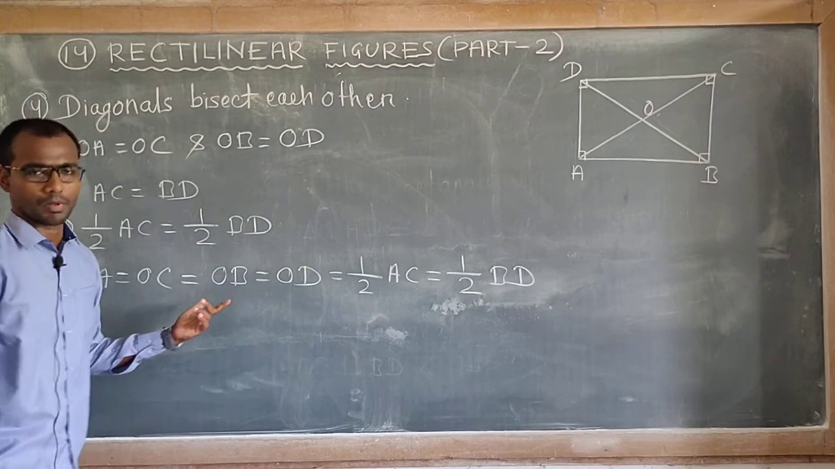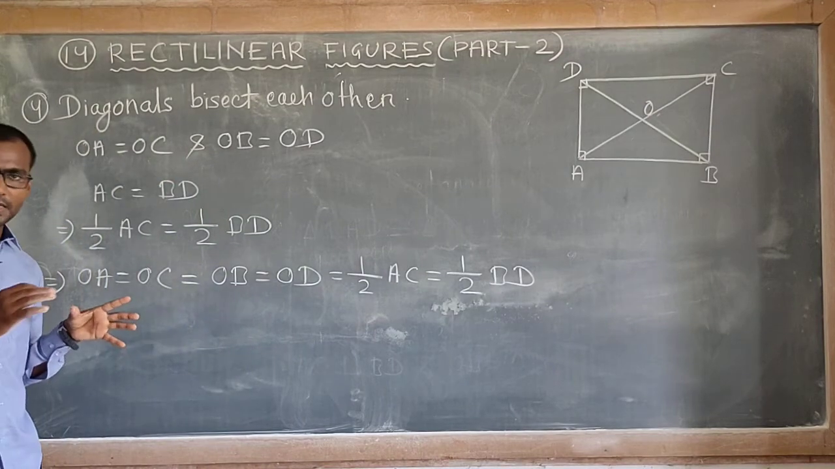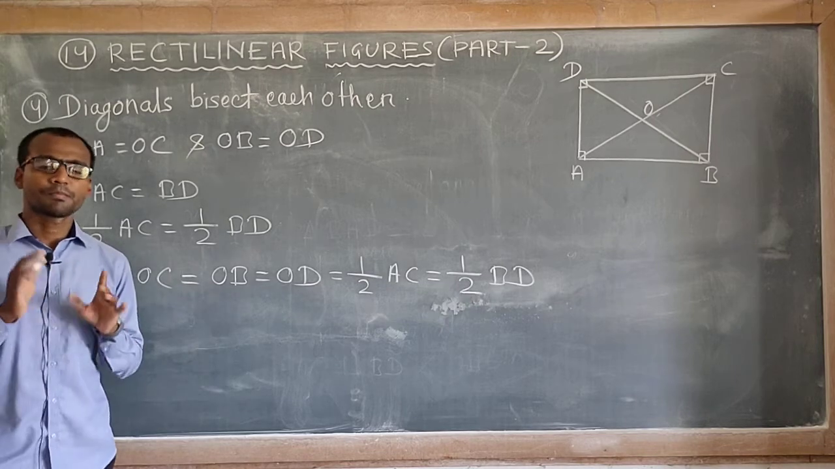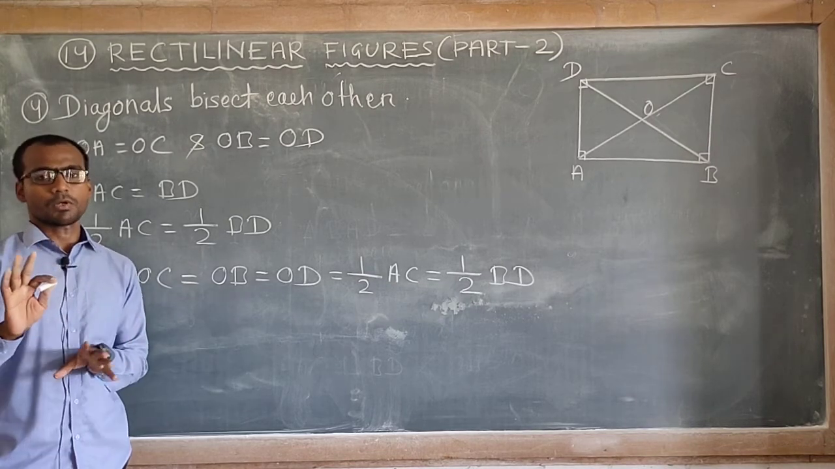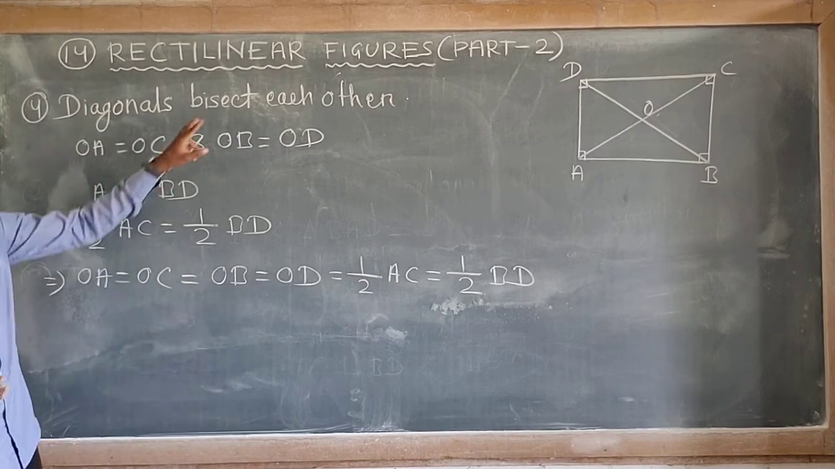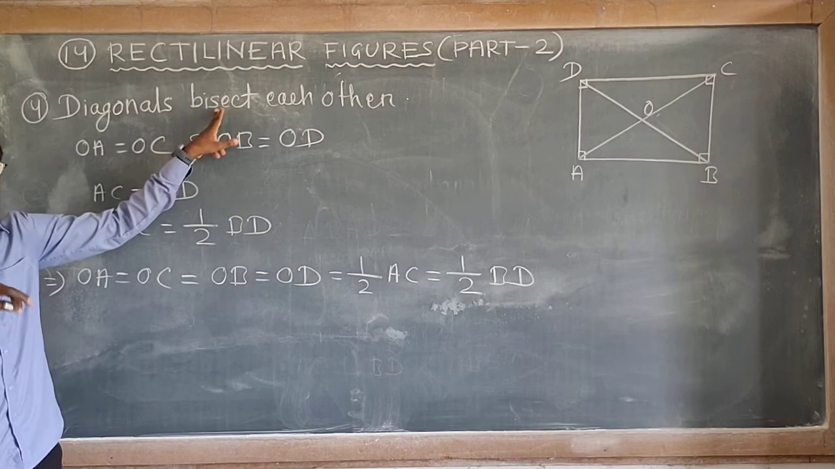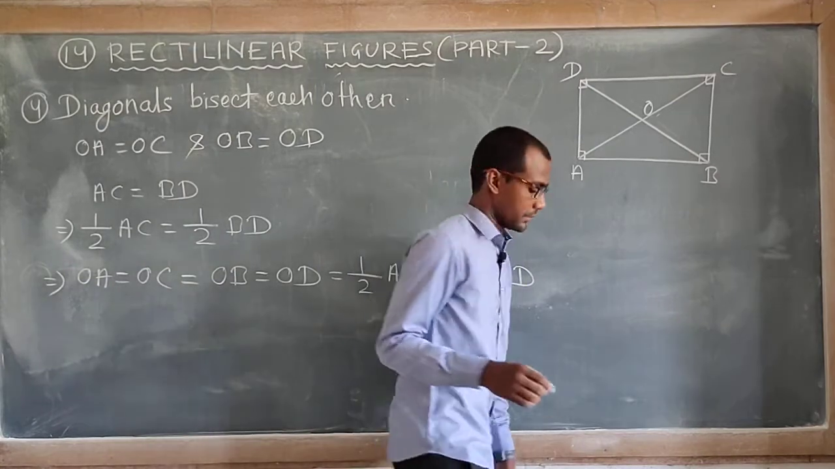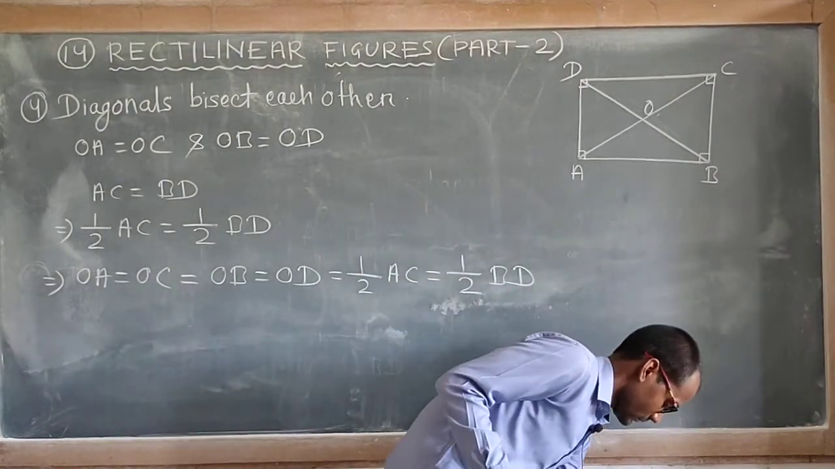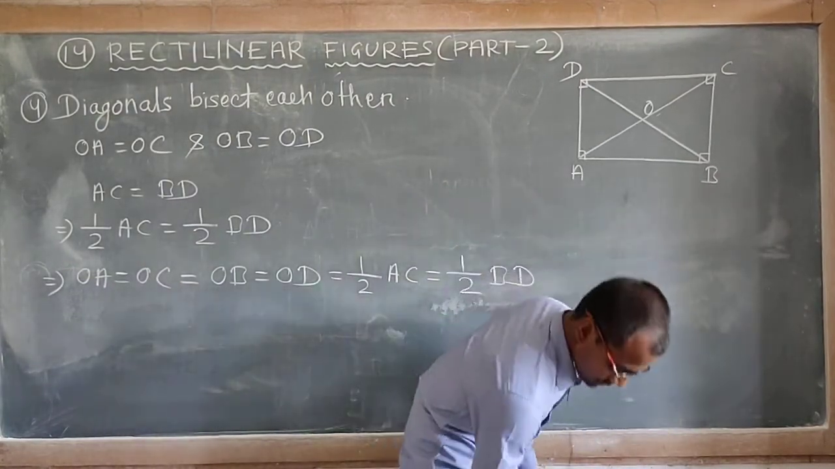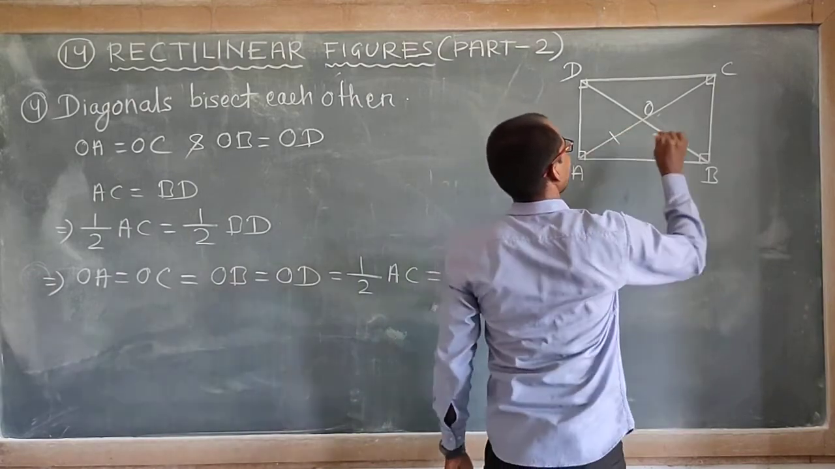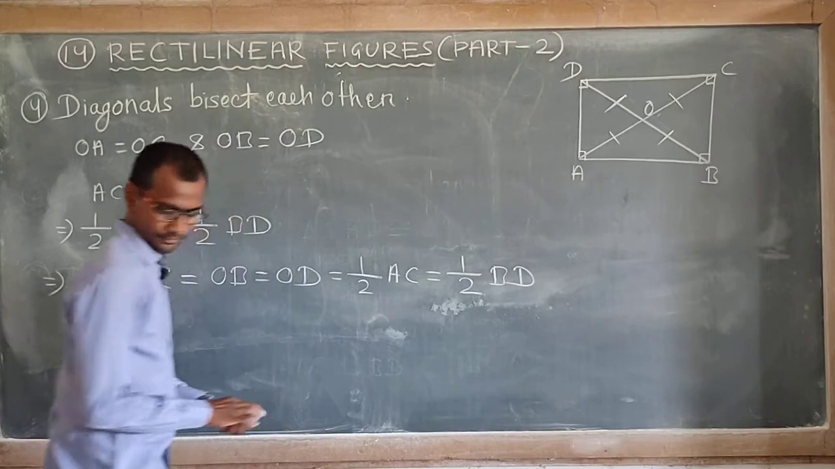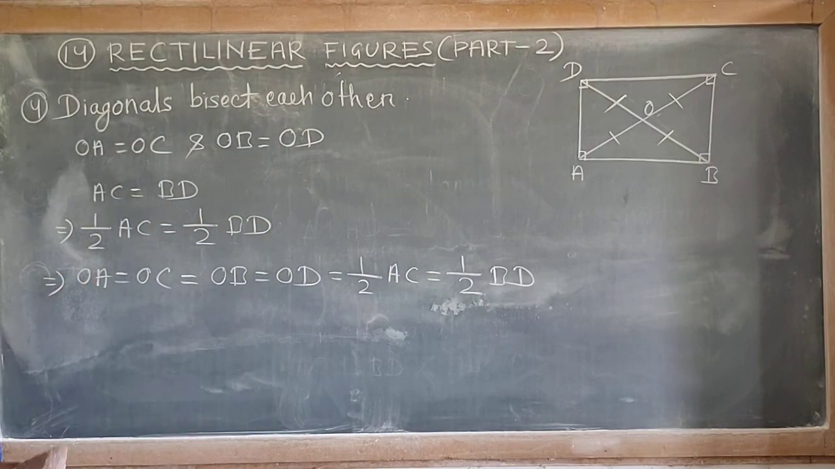It will be better if you remember this. It is not in case of a parallelogram. In case of a parallelogram, diagonals simply bisect each other, but they are not equal to each other. But in case of a rectangle, they not only bisect each other, but also they are equal. So I can show here, OA is equal to OC is equal to OB is equal to OD, all four are equal. So this is the fourth property.